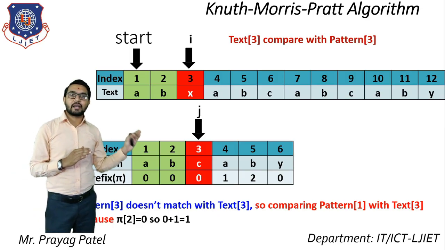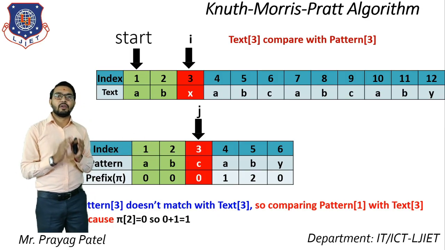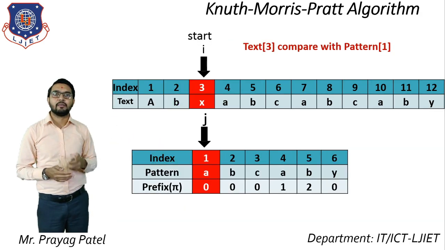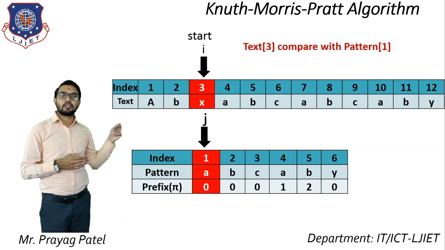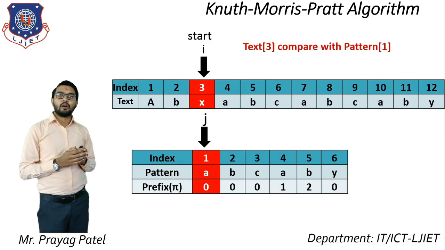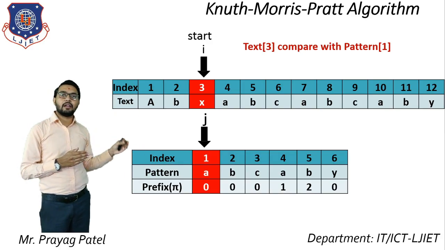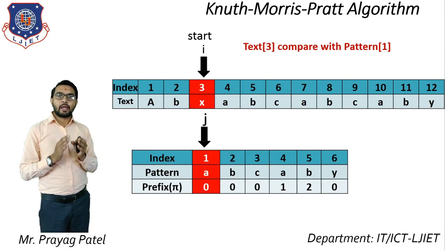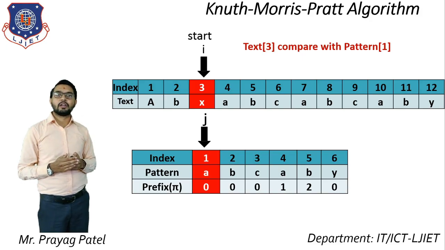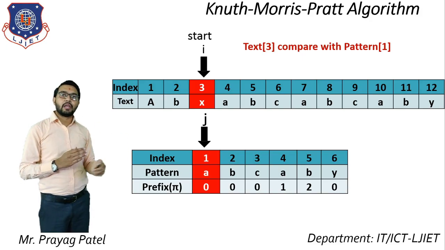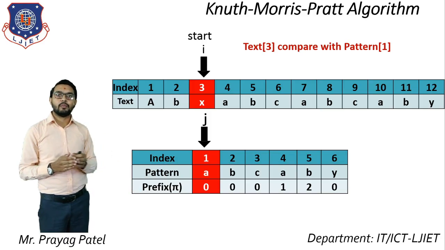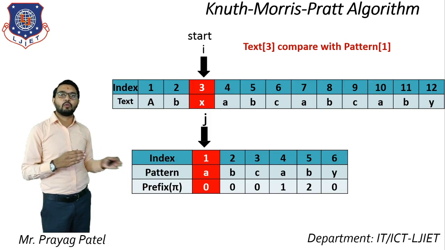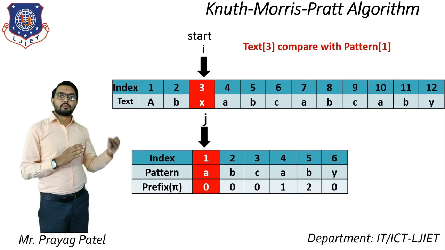So here the next comparison is pattern 1 with text 3. Now consider these two locations, 3 and 1. Here X in the text and A in the pattern. So X and A do not match. So this is not possible. So we consider this value as 0, and 0 plus 1 equals 1, because here the pi function value equals 0. So 0 plus 1 equals 1.